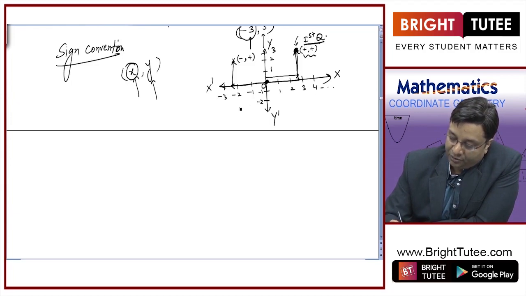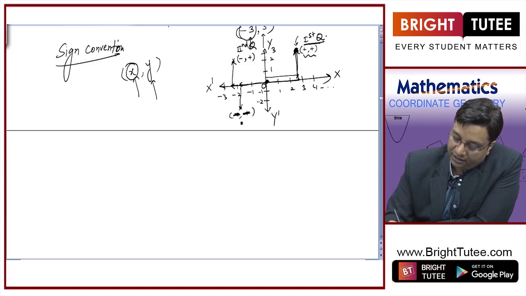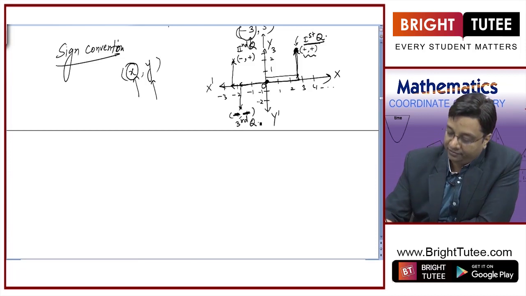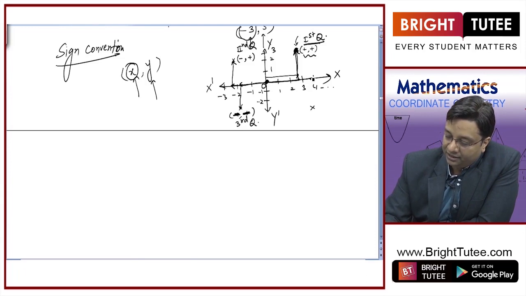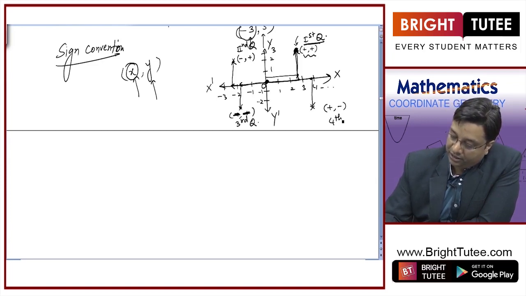To reach a point in the third quadrant, this was the second quadrant, right? In the third quadrant, I have to go in the negative x direction and then the negative y direction. So both coordinates, x and y, are negative in the third quadrant. In the fourth quadrant, I have to go in the positive x direction and then the negative y direction. So the x coordinate will be positive and the y coordinate will be negative in the fourth quadrant.